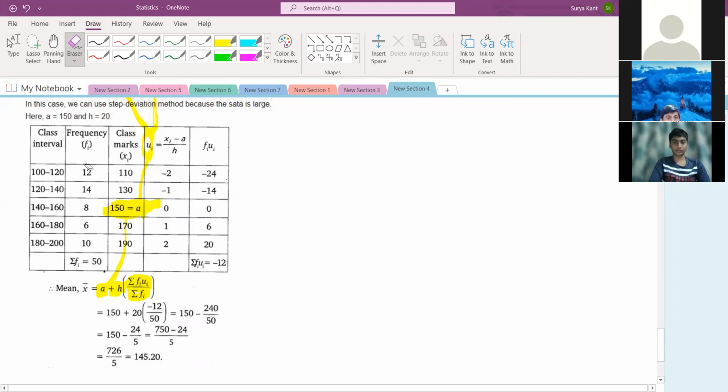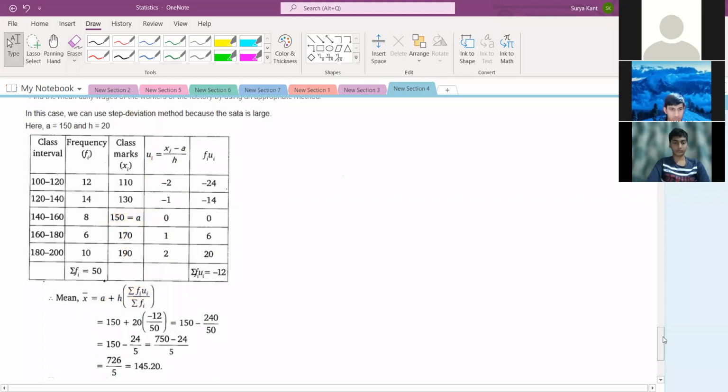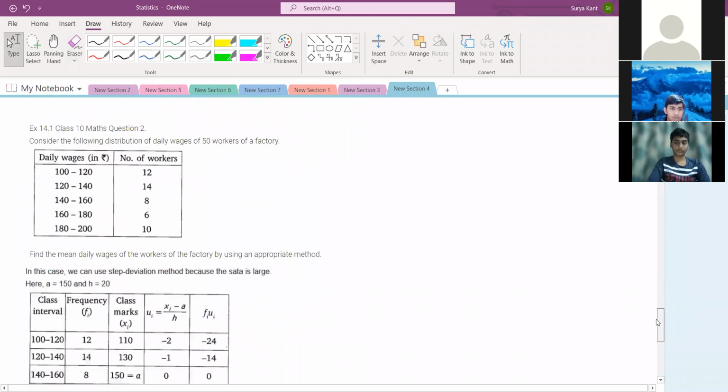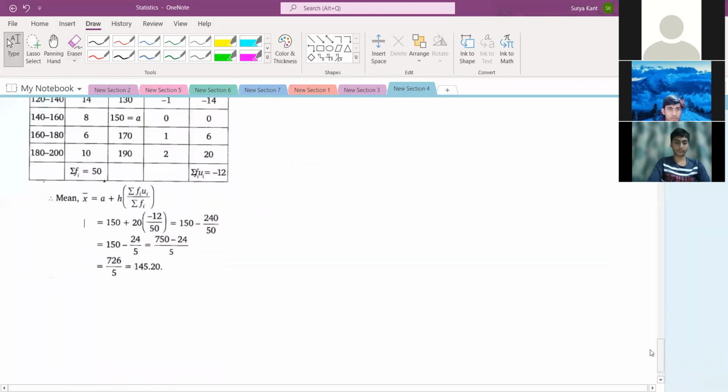Is it clear or not? Yes. So the class interval is 100 to 120, and this is very easy to calculate also. Next question. So we have read all three types of mean: assumed mean, step deviation, and the direct method. All three methods we understood in the first, second, and third questions.